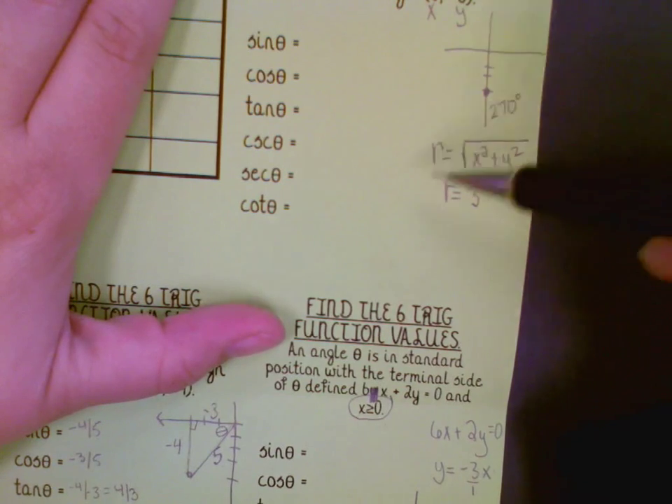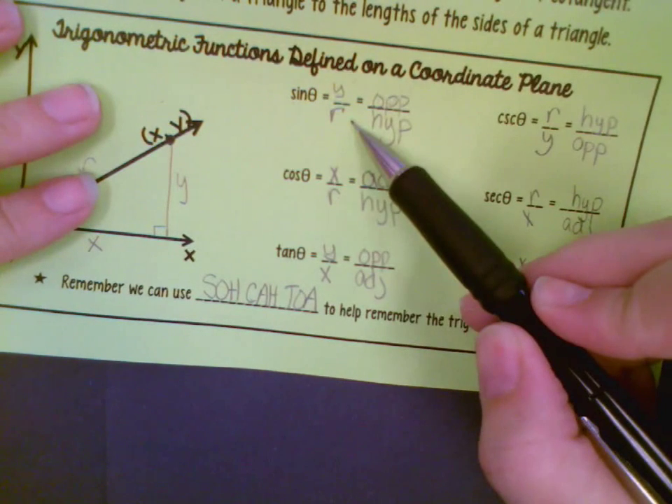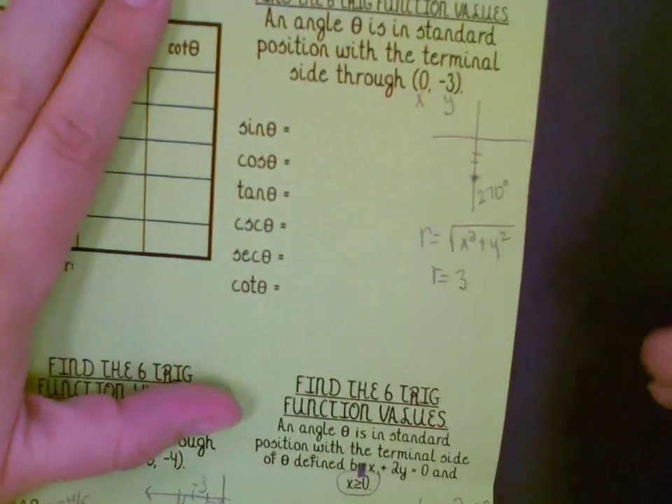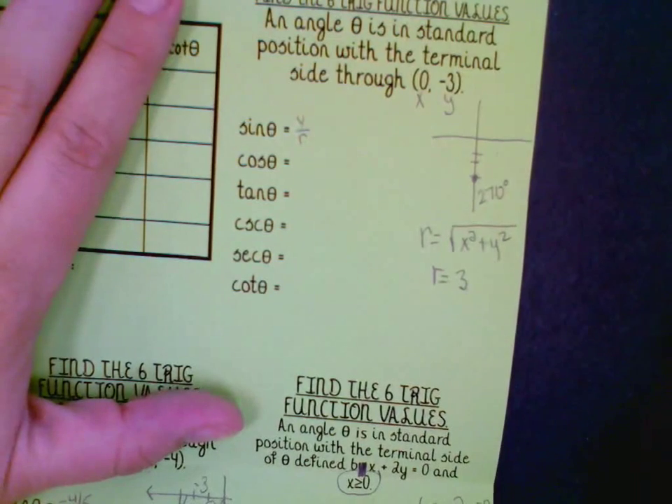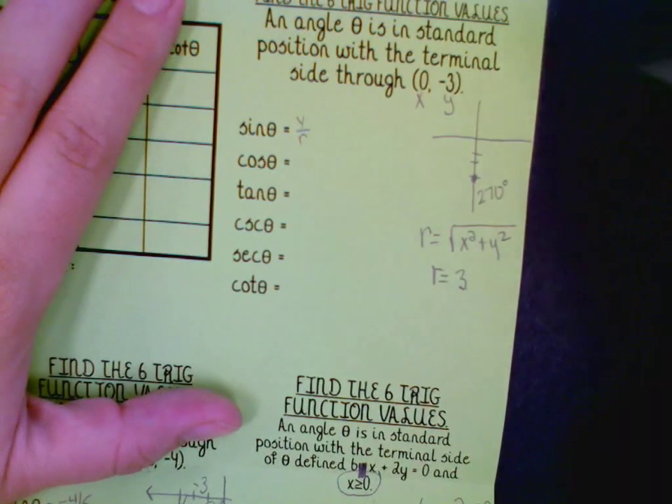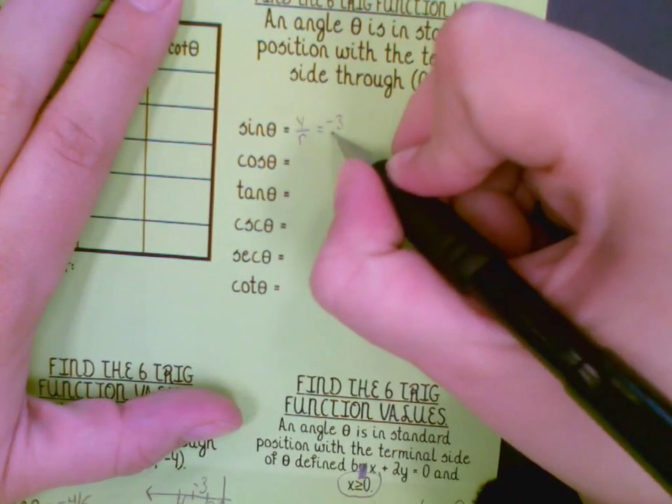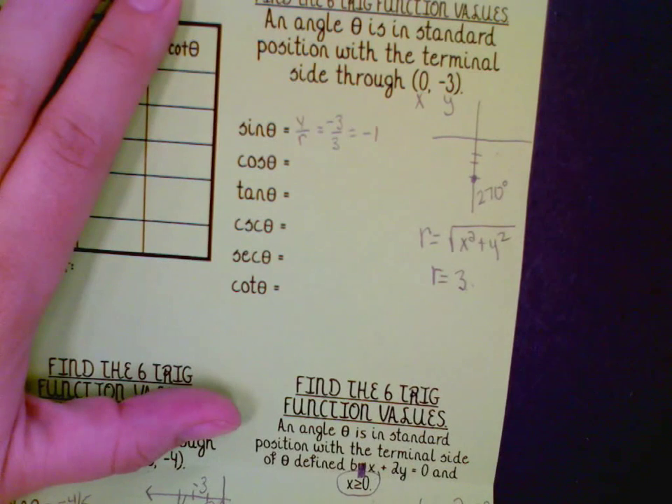From there, we can just use these values in the definitions that we defined on the front to find sine, cosine, and tangent. Sine is y over r. I said 3, I meant r. Our y value is -3, our r value is 3. So we get -1. And we can do the same thing for cosine, tangent, and all of the rest.